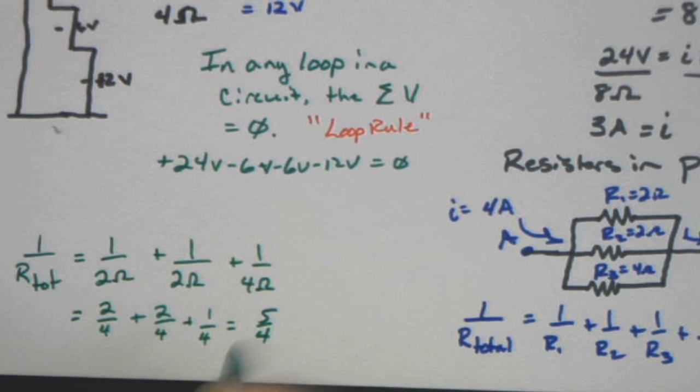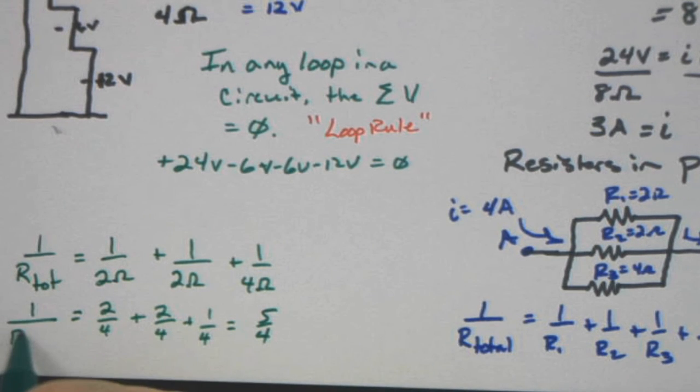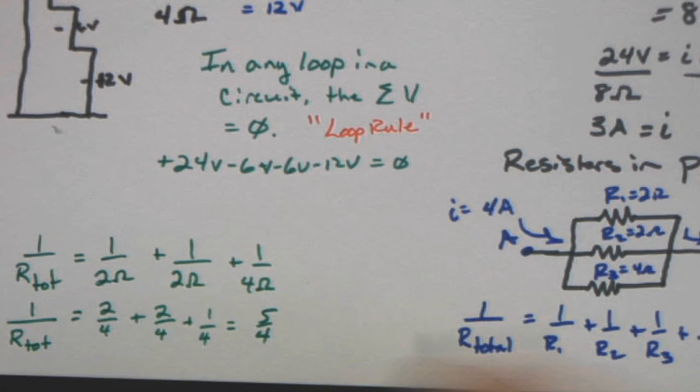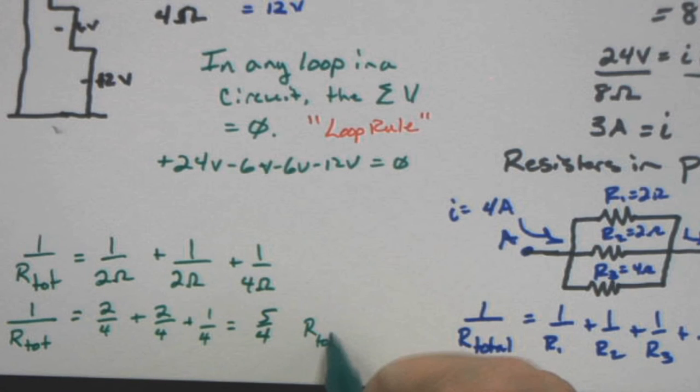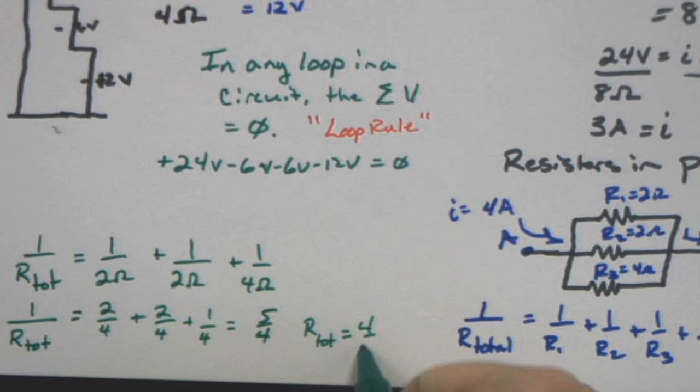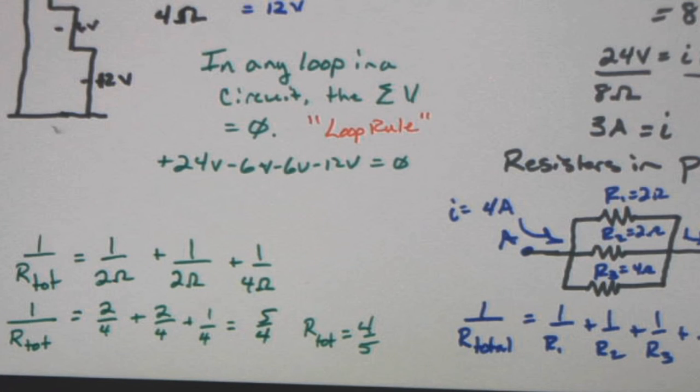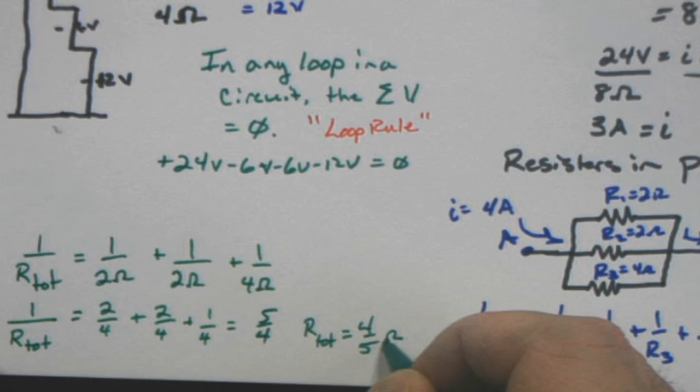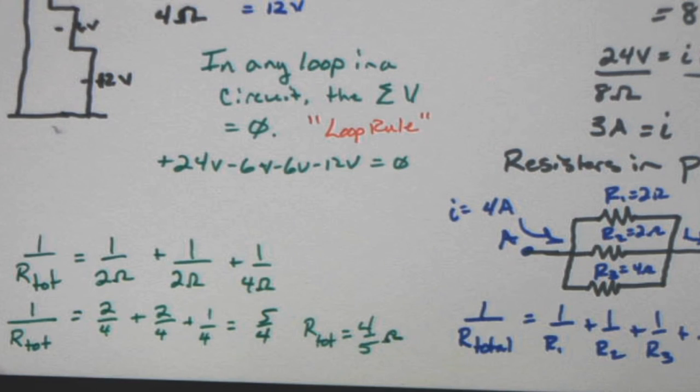5/4. But this equals 1 over our total resistance. So our total resistance is really going to equal 4/5, because we flip it back over. We find the reciprocal of this. The reciprocal of 5/4 is 4/5. This is our total resistance. So this whole thing has a total resistance of 4/5 of an ohm.